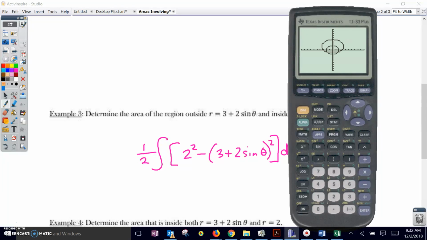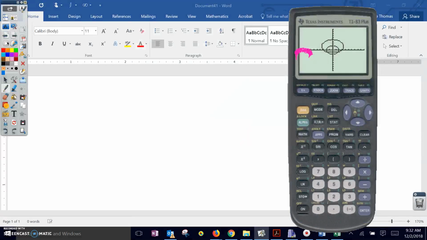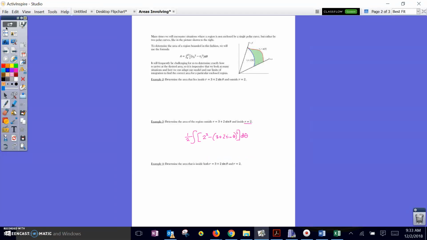And we already have our graph of these two curves. And so when we're finding the area of the region outside of the big curve and inside of the small curve, what we're looking at is this area right in here. And so we need to find the theta values where these two curves intersect, those two spots right there. Alright, so let's go ahead and do that. We'll find those intersection points.